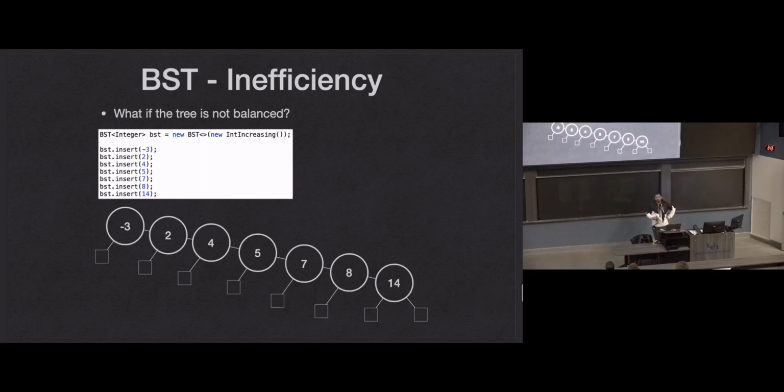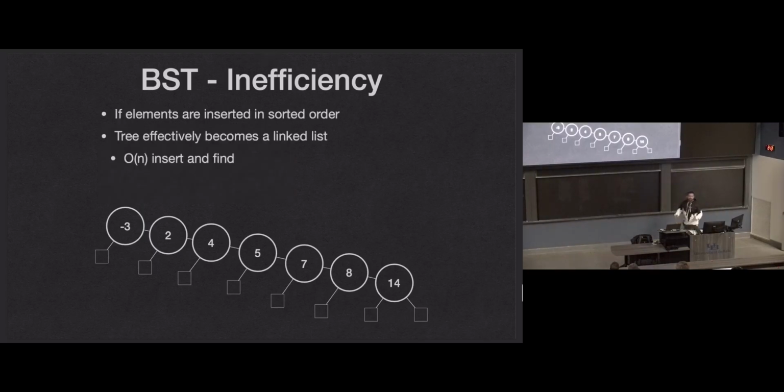So we're always going to the right if we're inserting in sorted order, which effectively gives us a linked list. We get O of n everything on this. So that is a big if.